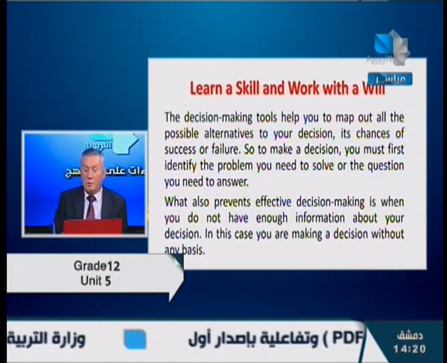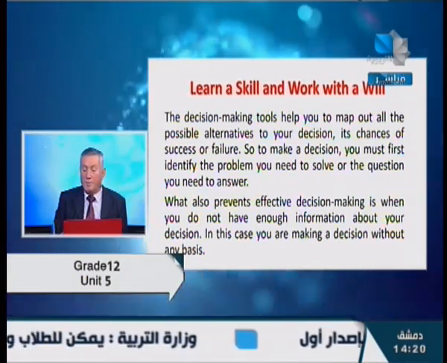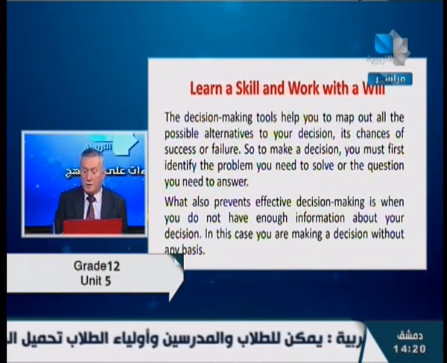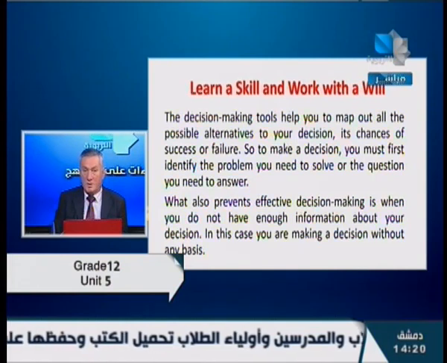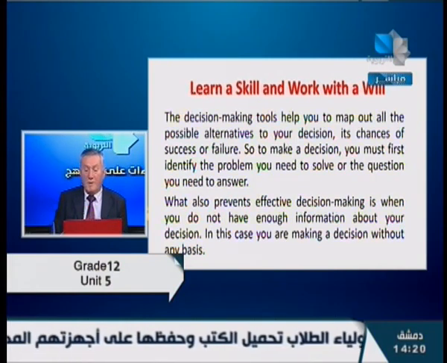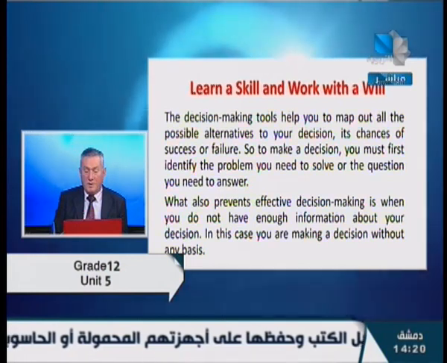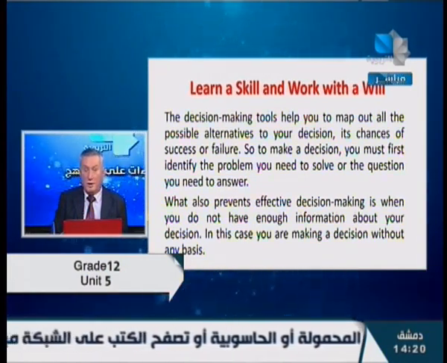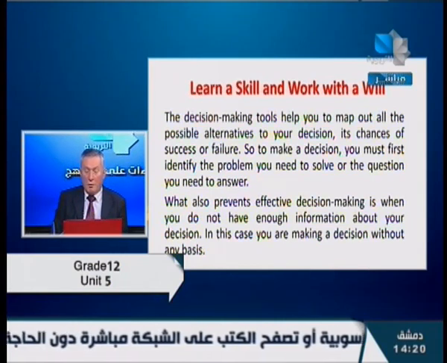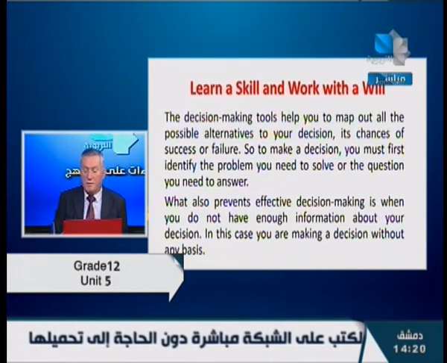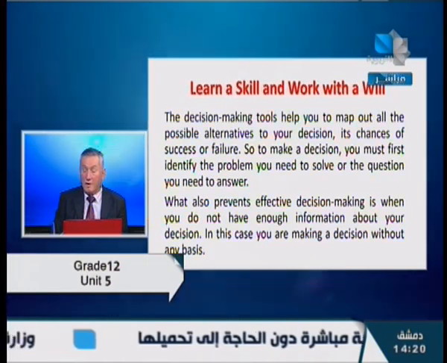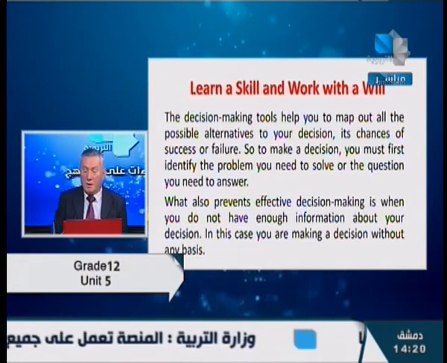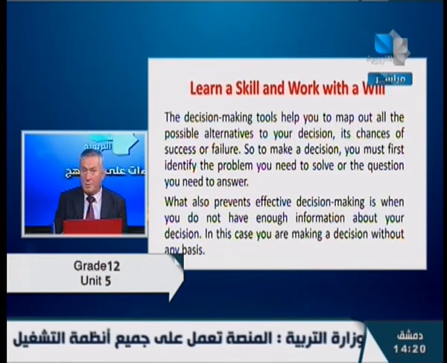The decision-making tools help you to map out all the possible alternatives to your decision, its chances of success or failure. So to make a decision, you must first identify the problem you need to solve or the question you need to answer. What also prevents effective decision-making is when you do not have enough information about your decision. In this case, you are making a decision without any basis.